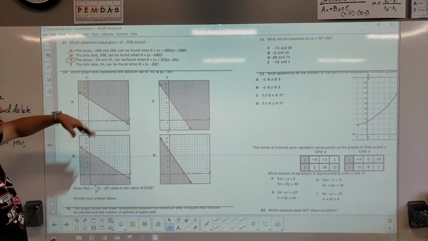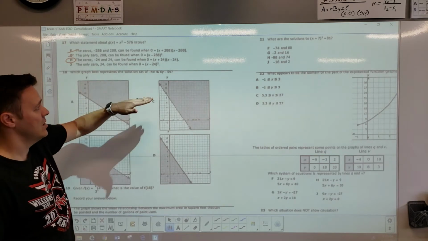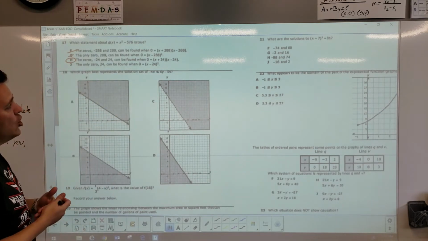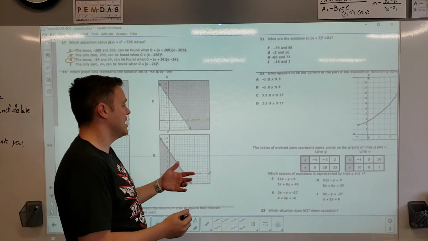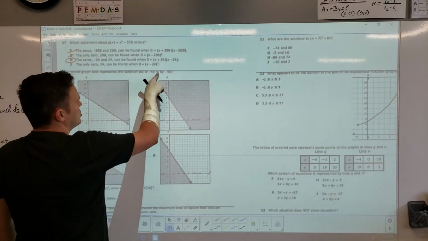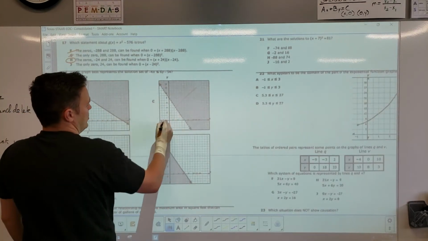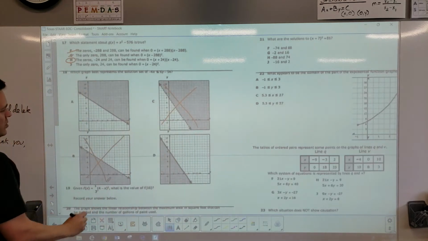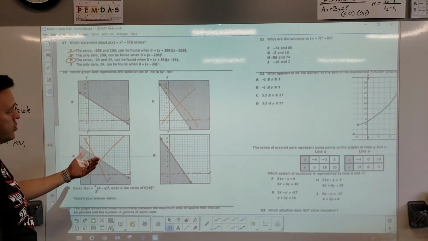Which graph represents the solution set? Same thing. Okay, make sure you guys know what the setup is and just put it in Desmos. Now, I know that this equals to is a solid line. So I know that this one is garbage and so is this one. So the question then becomes, which one do we do?